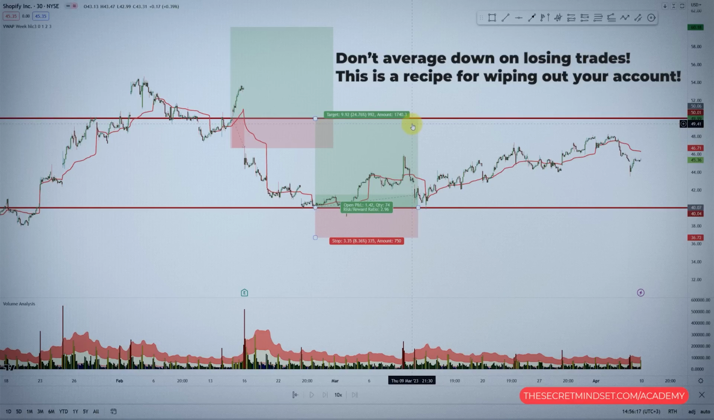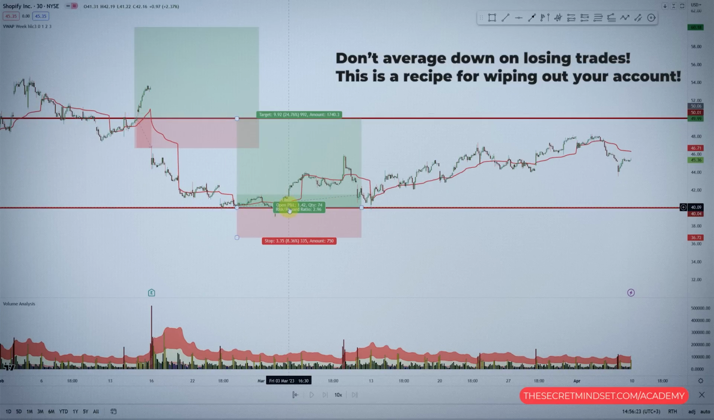It's very tempting to average down on a losing trade with the hope of getting out at break-even, but you shouldn't do it. Averaging down a losing trade is a recipe for wiping out your account. 90% of the time, maybe you will profit when you average down, but the 10% of the time you are wrong, you will blow up your account.